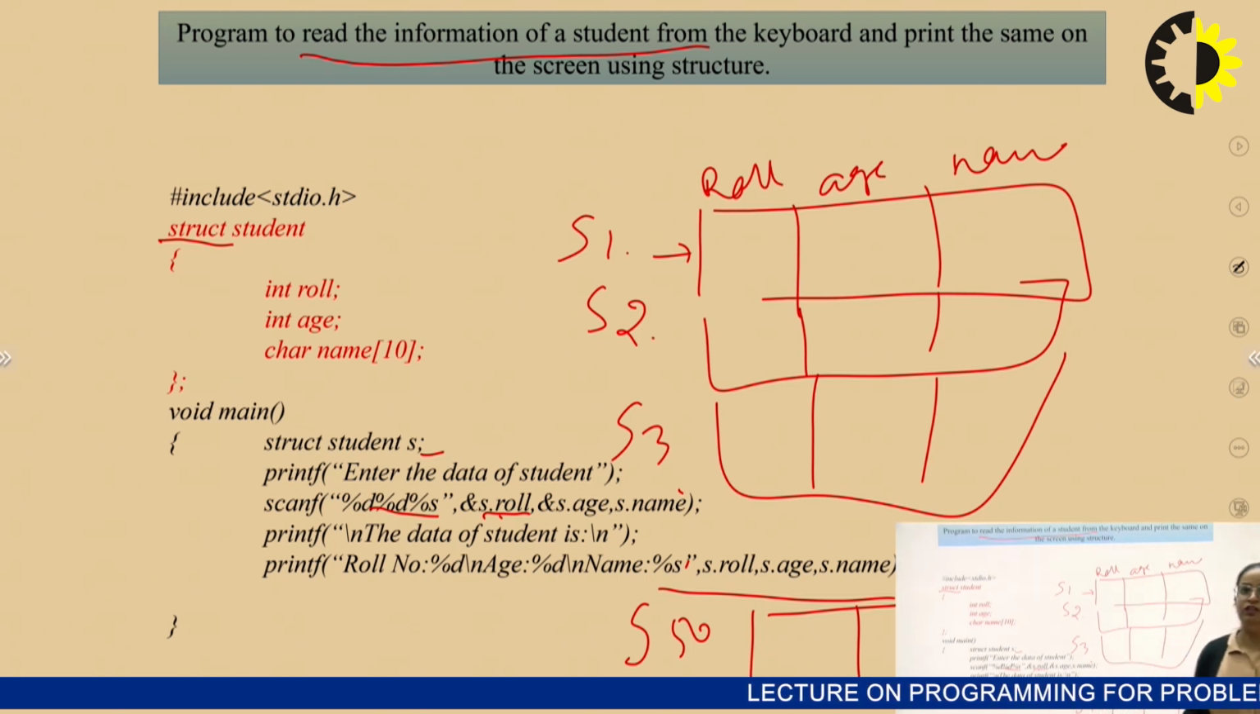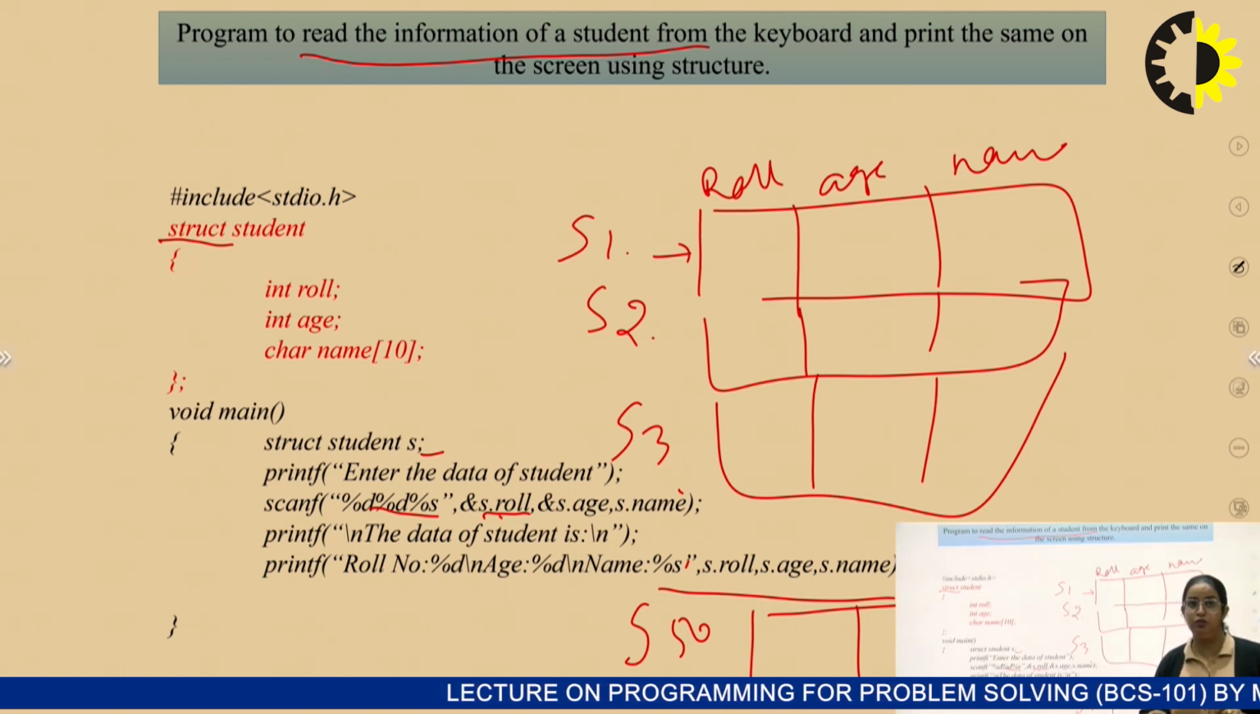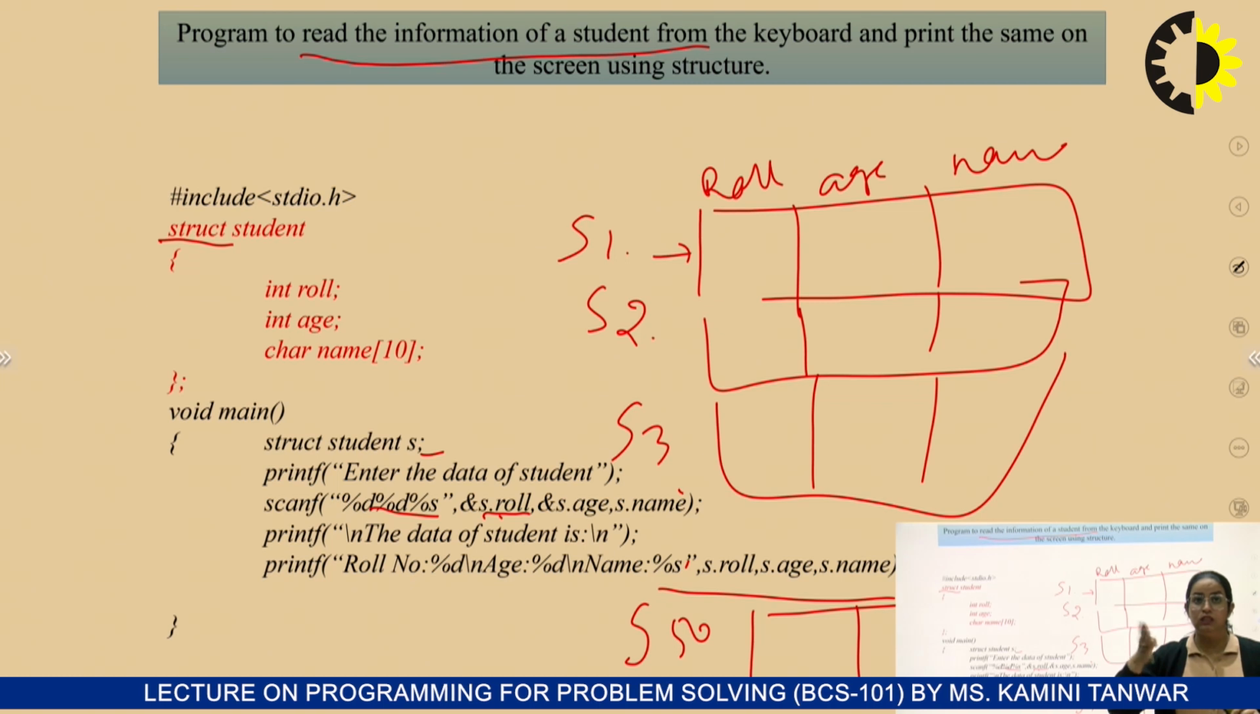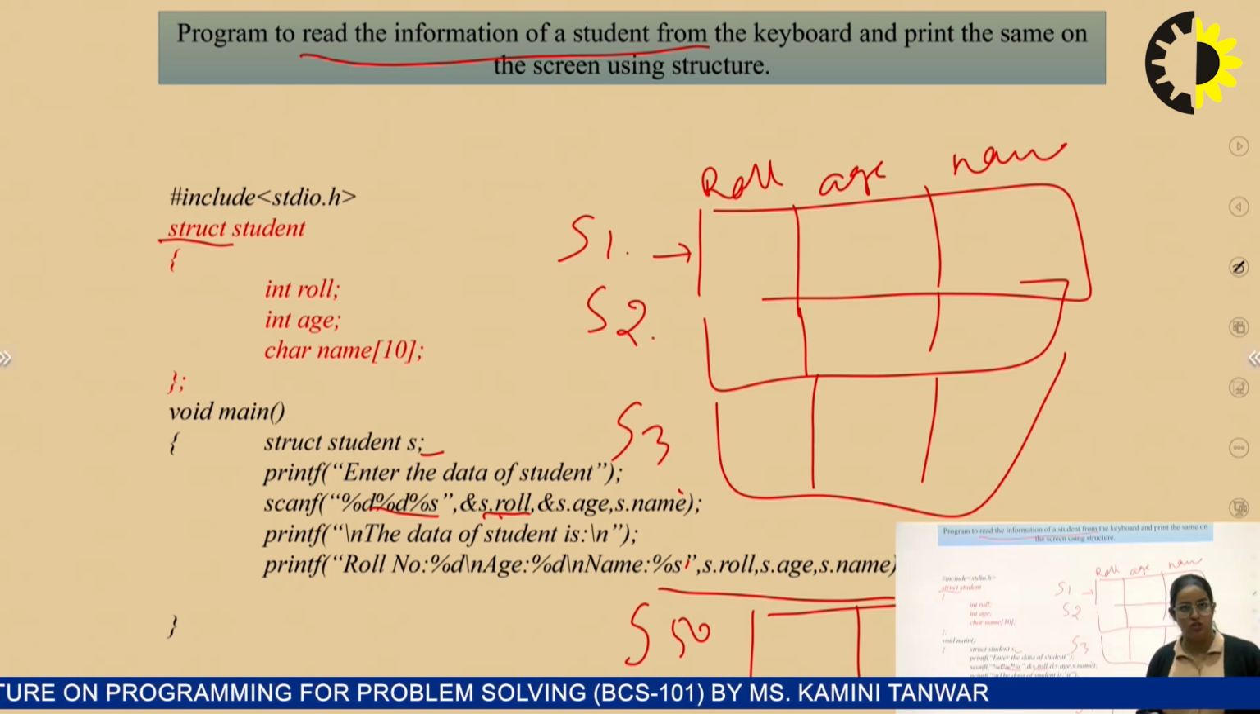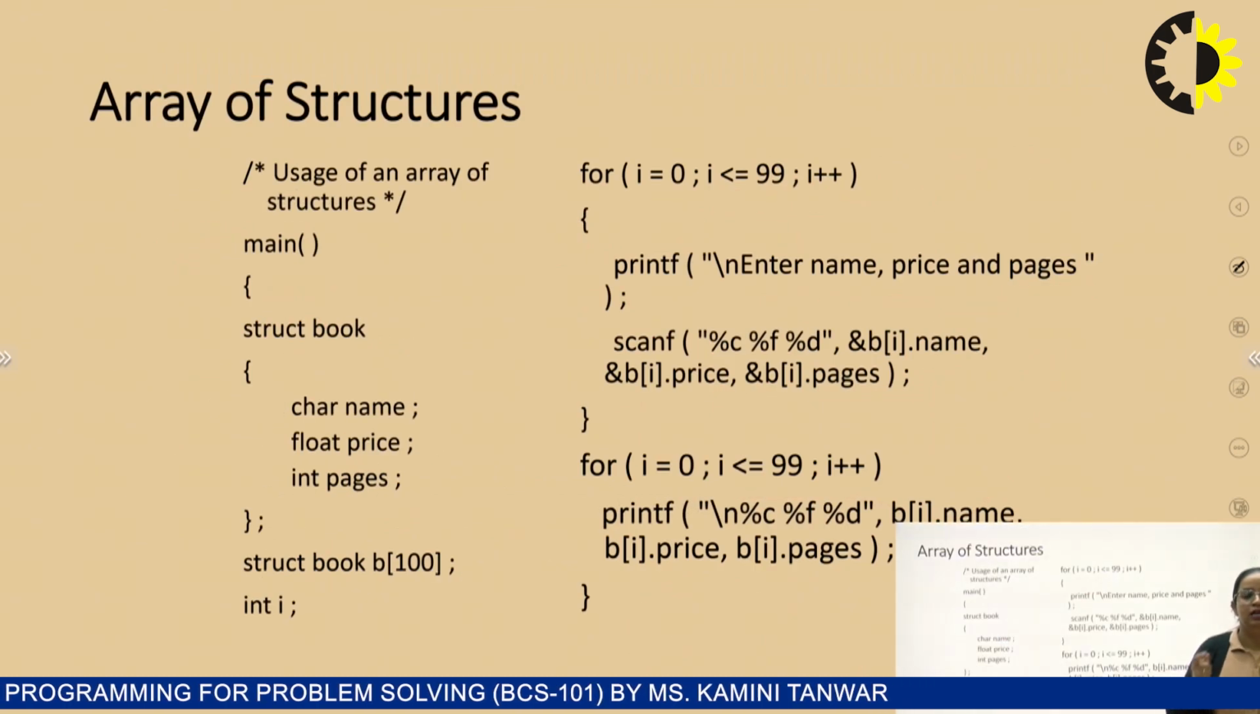That time we need to create an array of structure. That means if we have 50 students, the students are the same type. We need to store the 50 students' details. But the details we fill in are different. That means we are creating the structure. So this type is an array of structure.